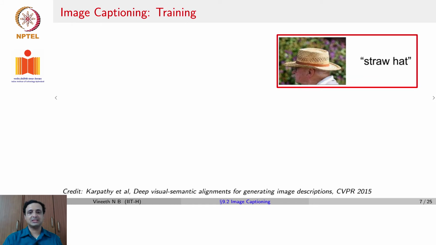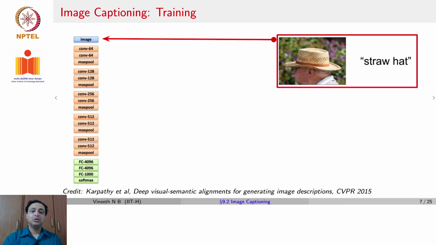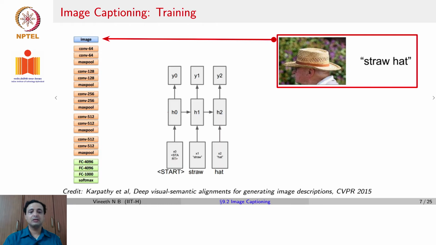Let's see each of these components in detail. Let's say we have the training phase of such a model. So you have an image and you know the corresponding caption is straw hat. How do we train a relevant model? You take the image and give this image as input to a CNN, and you take the text and you use that to train an RNN. However, it's important here to be able to learn the interactions between your CNN and RNN, between the image and the text. How do we do that?